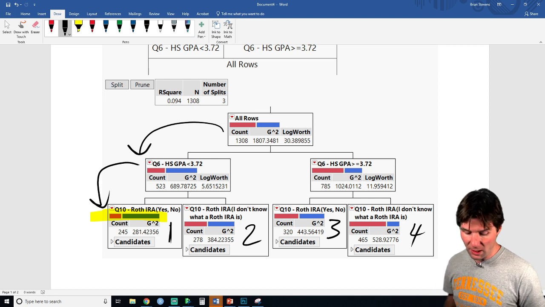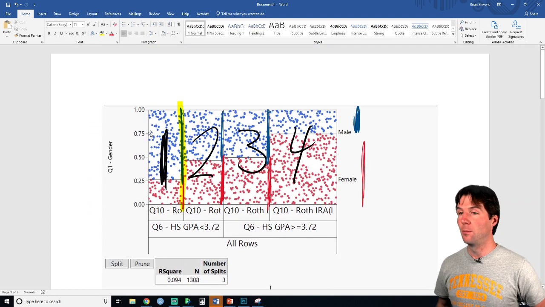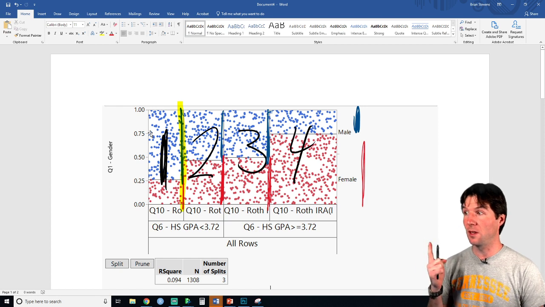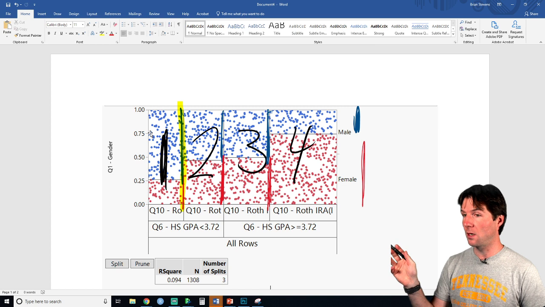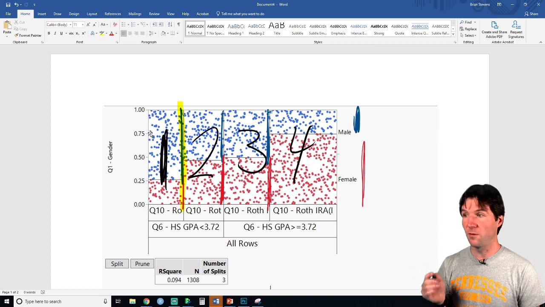Now, who is most likely to be female? Most likely to be female is leaf number what? Look at the information given to you, it is leaf number 4. If you notice, females are the red dots and males are the blue dots. The leaf that is most likely female is leaf 4 right there.